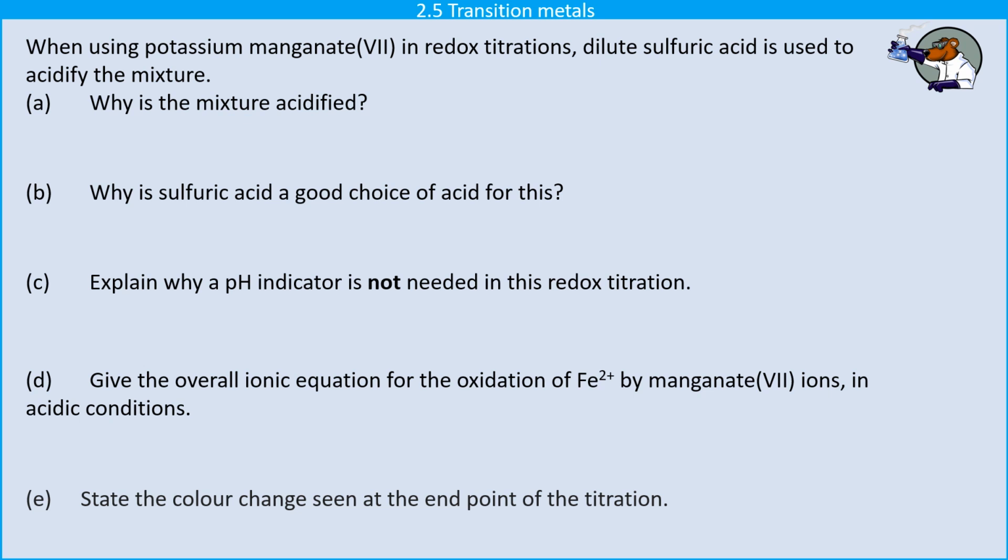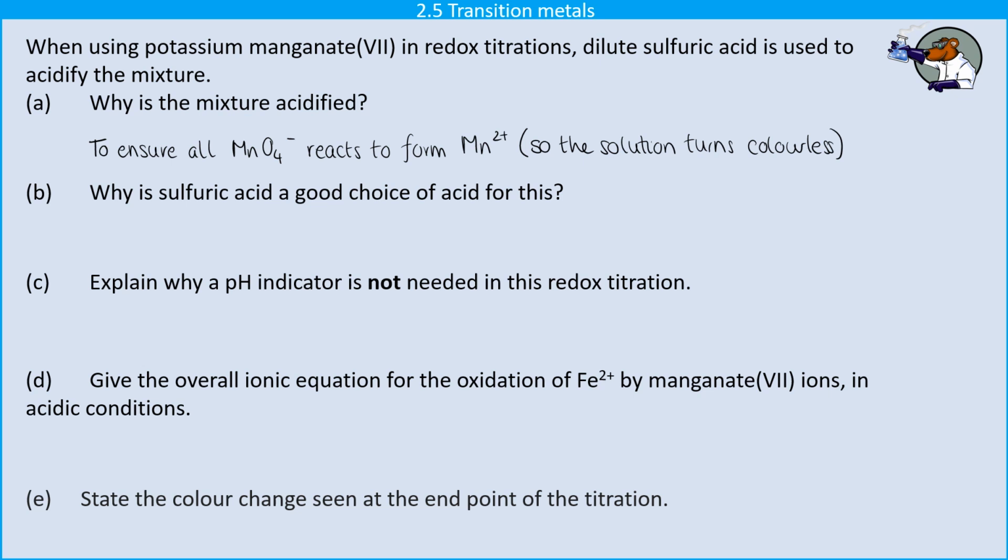So firstly, when you do a redox titration and you use potassium permanganate, why is it so important that it's acidified? Well, this is because we want all of the manganate ions in that potassium permanganate to fully react to form Mn2+ ions. And the reason that that's so important is that as the manganese undergoes that shift, it changes oxidation state, and so therefore it changes colour, and therefore we can actually see where the endpoint is happening.